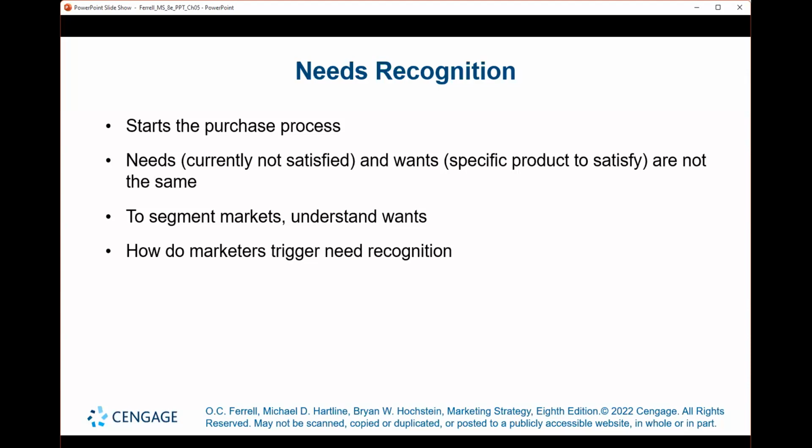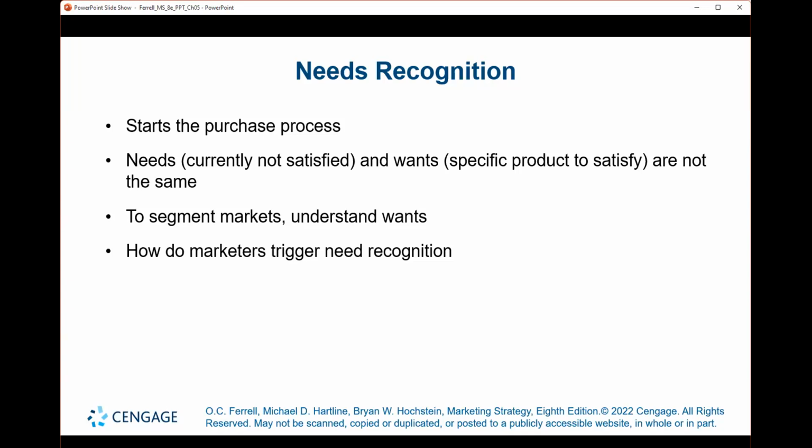So there's two types of triggers that consumers have. We have internal stimuli: hunger, thirst, exhaustion. These are the internal triggers that make us recognize that there's a difference between our actual state and our desired state. External stimuli is what marketers attempt to bring through advertising, the consumer window shopping, talking to salespeople. We hope to generate the decision-making process, starting with the recognition that the needs and the wants are not currently satisfied.